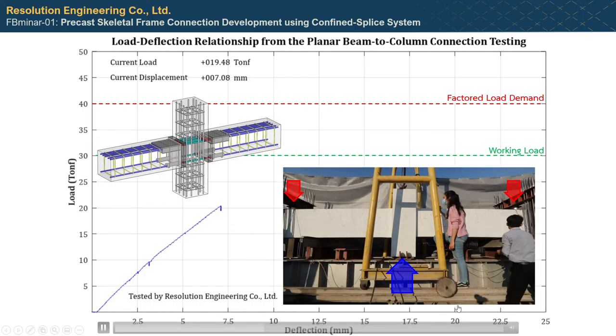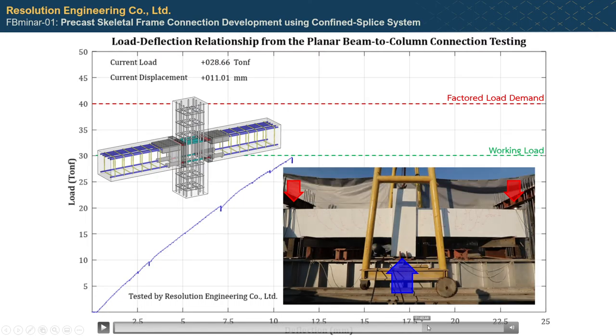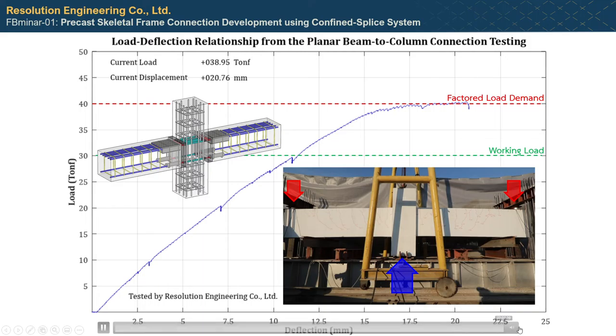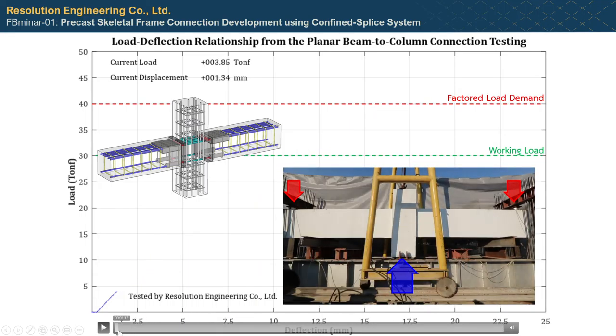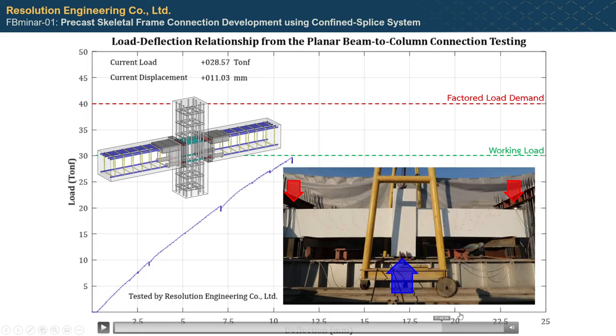All right, we reach the load demand, okay? It is satisfactory. I'll just do the fast forwarding so you can see how the specimen deforms. All right, enough. Next specimen.